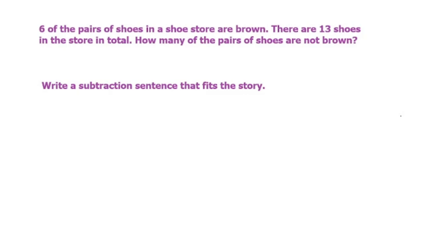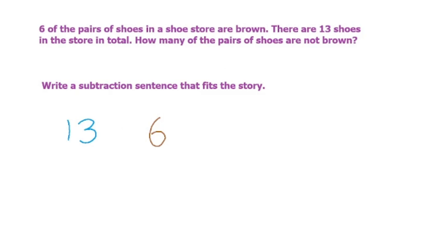So you need to start off with the total number of shoes. Okay, so we know that the total number of shoes is 13. And then we know that 6 of those pairs of shoes are brown. So let me just use brown here just for fun. These are the 6 that are brown. So we would have to take them away from the 13 to find out how many are not brown, right?